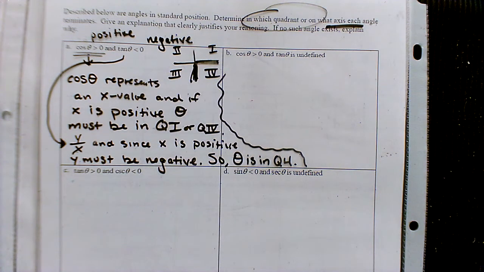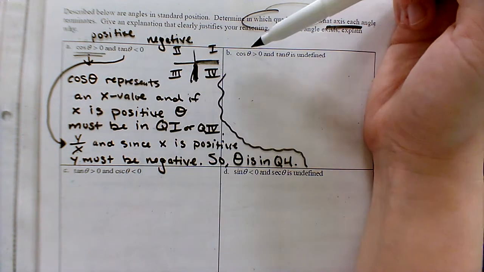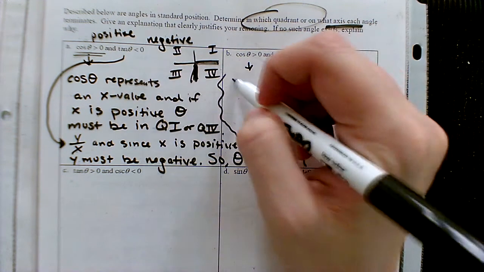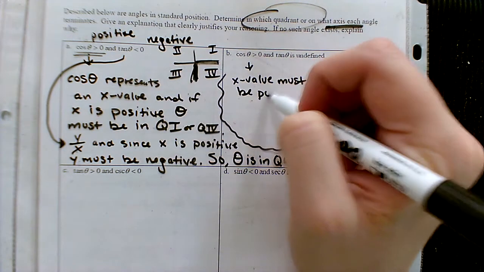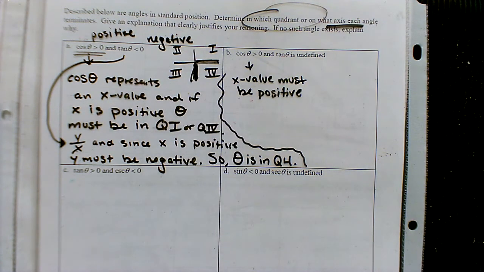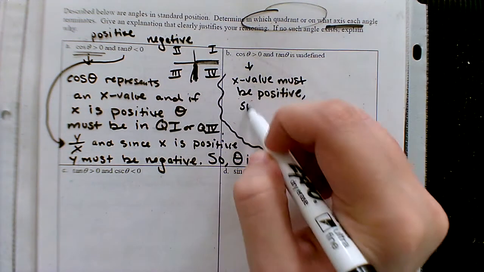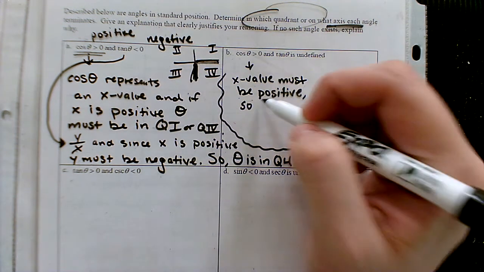All right, let's try B. Kind of similar because we're still dealing with cosine and tangent, so we can use kind of the same relationships. Cosine is representing an x value, and this is telling us that if cosine is positive, then the x value must be positive. So which quadrants could we possibly be in with that information? If x is positive? Didn't we say Q1 and Q4 from before?